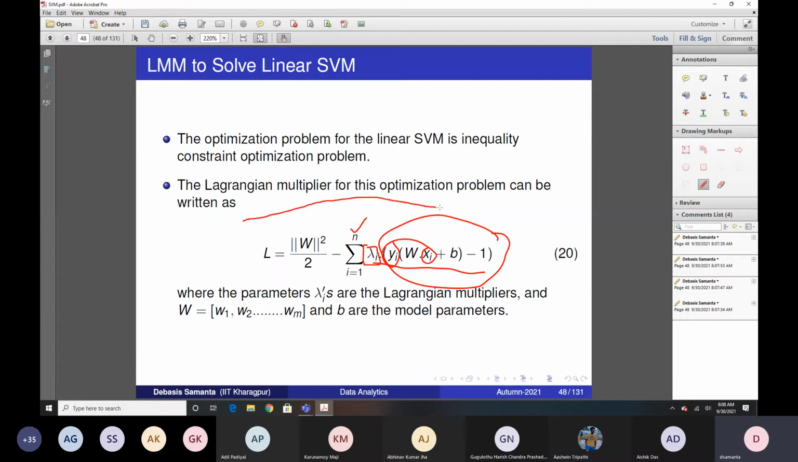So in this Lagrangian, what are the unknown parameters? The unknown parameters are the W matrix, the b value, and the n Lagrangian multipliers. So the Lagrangian multiplier method will help you find the values of all unknown parameters, and we will see exactly how it is possible. Now let us proceed to the second step. The second step, having this Lagrangian, is to find the KKT constraints.